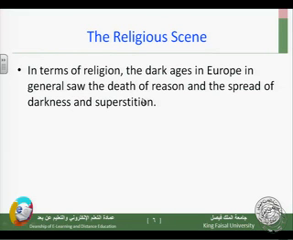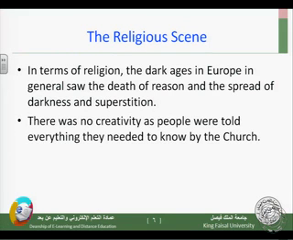If there is stagnation, if there is stillness, there is no thinking, there is no reason, there is no arguing, there is no opinion. What was there instead? There was darkness. And with darkness, as I said some slides before, superstition, ignorance, people without learning took control of everything, even medicine itself. There was no creativity, as people were told everything they needed to know by the church. How could you be creative when you have everything that you need to know through a religious institution like the church?